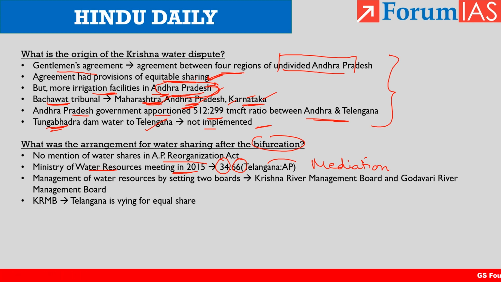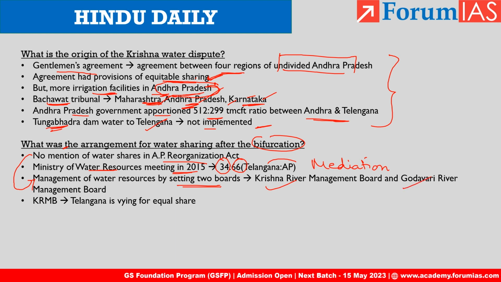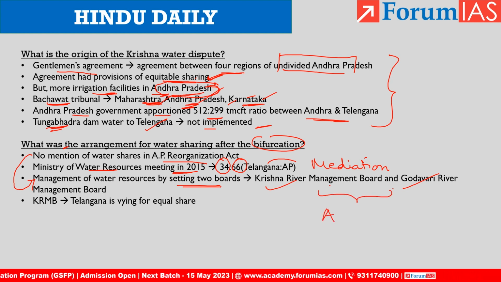And this AP Reorganization Act talks about management of water resources by setting up two boards. That is, one board for Krishna River, the Krishna River Management Board, and another board for Godavari River, the Godavari River Management Board. So, these two boards will be set up and they will take care of water sharing between Andhra Pradesh and Telangana state. Okay.